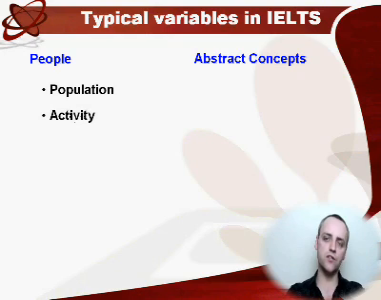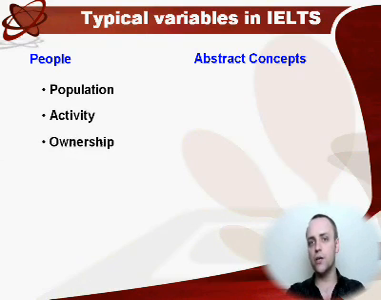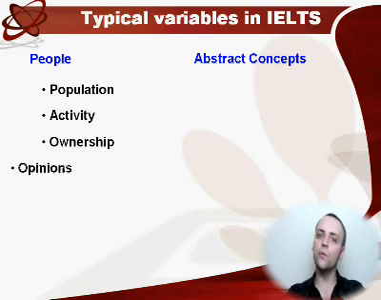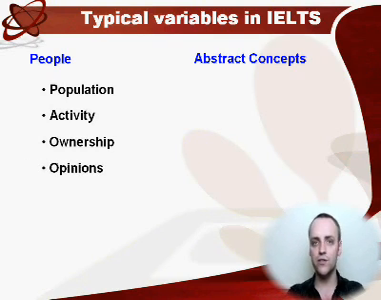You might also be asked to describe people's activity, so things they do. So it could be hobbies, for example. Ownership: if you look at the beginning of this word, it's got the word own, so this is talking about people's property. It could be their own homes, or mobile phones, or iPods, MP3 players, anything that they own. It could be their opinions, so how they feel about certain things, how they feel about politics, or the provision of transport in their areas, or how clean their areas are.